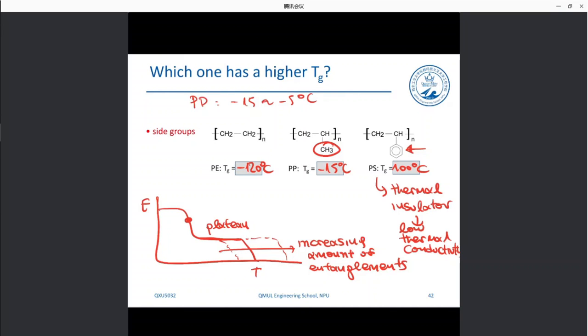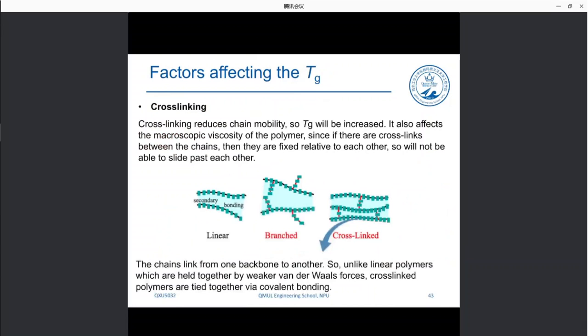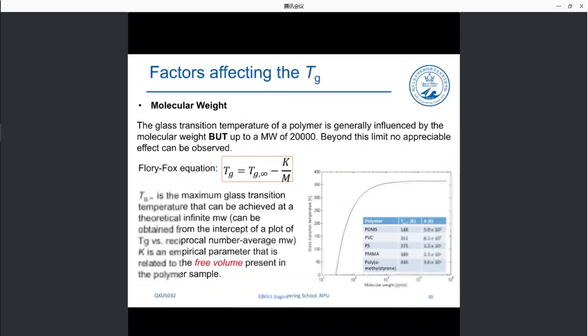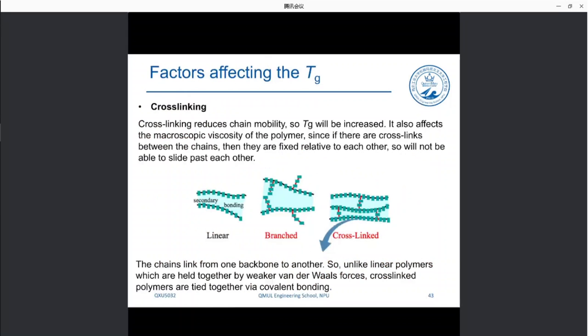Okay, let me check your answers. Yep, okay. Now, next, cross-linking. Actually, let's take a break now. Before I start with cross-linking, I'd like to point this out a bit more clearly. So let's take a break now, 10 minutes, and we continue in 10 minutes with a couple more factors affecting the glass transition temperature.